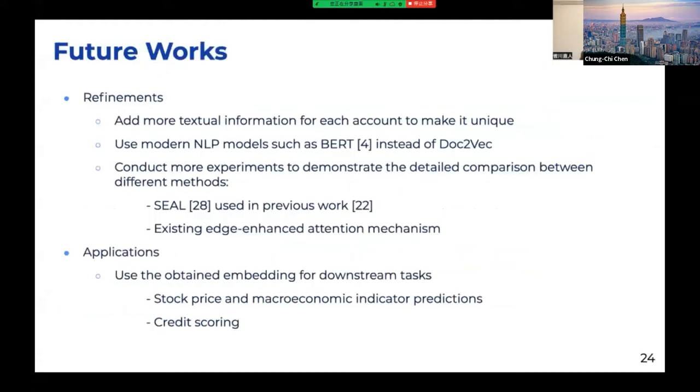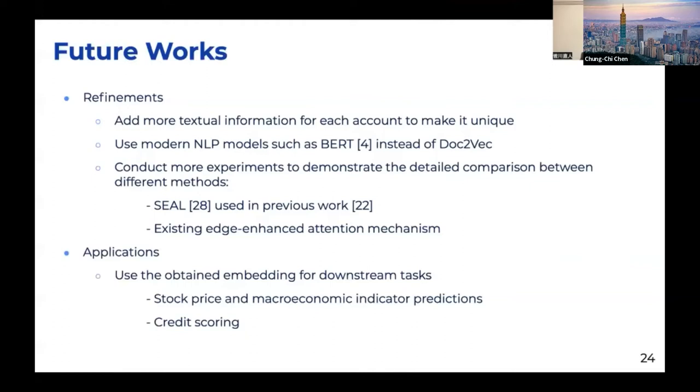As future work, we will consider refinements and applications. Due to data limitation, we just use the sector embeddings. However, by adding more textual data to each account, we can make the bank account representation unique. We are also considering using modern NLP models such as BERT instead of Doc2Vec, and then conducting more experiments to demonstrate the detailed comparison between different methods, like SEER and existing edge-enhanced attention mechanisms.